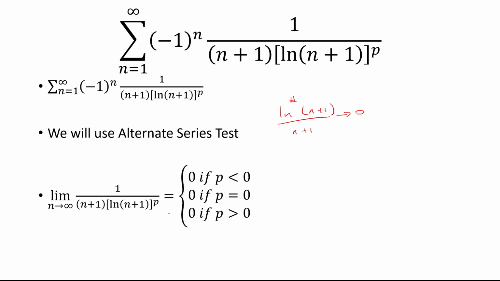If p is equal to 0, that gives us 1 over n plus 1, and that obviously goes to 0. If p is greater than 0, then the denominator is going to infinity while the numerator is going to 1, so that's also going to 0. So in all three cases, the limit is going to 0.